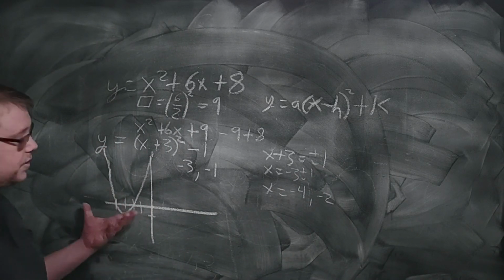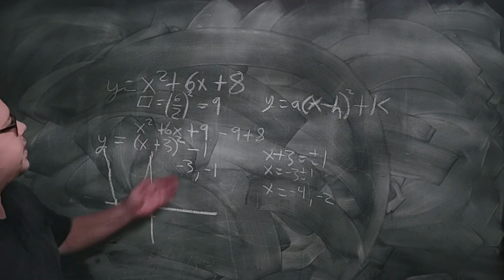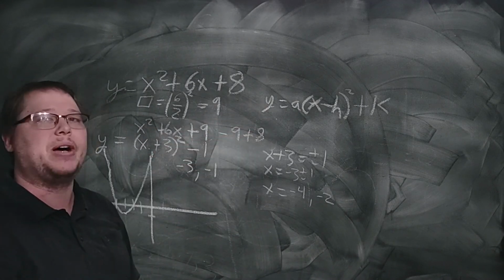And so if I want to know what this graph looks like and know some details about it, completing the square to get the vertex form is how I would go about doing that.